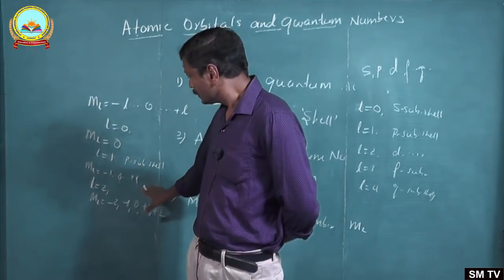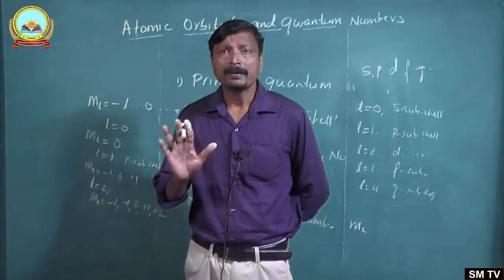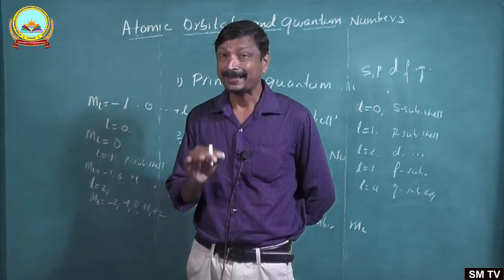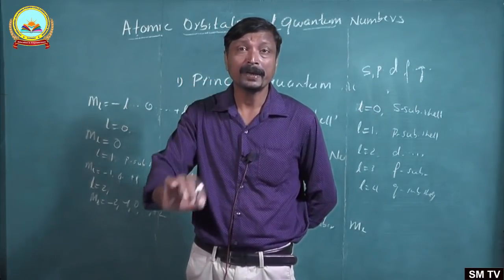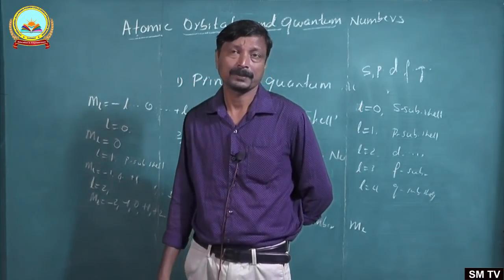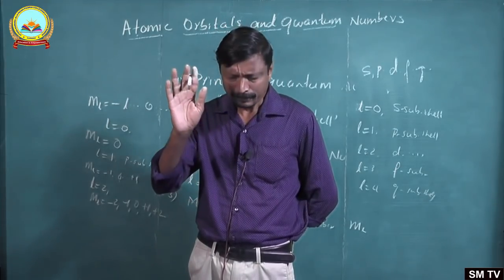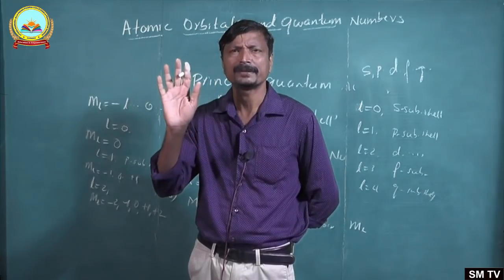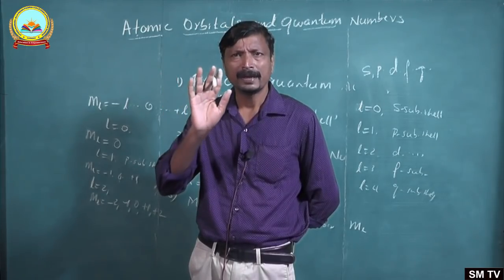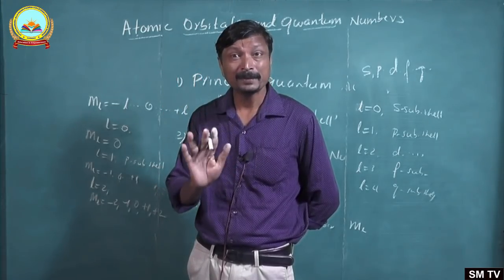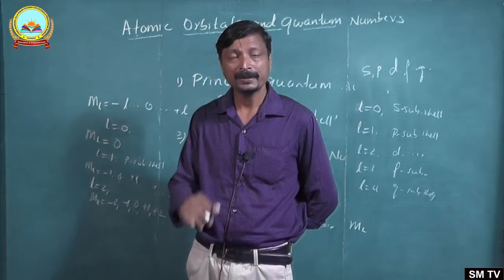So this is the magnetic quantum number. The magnetic quantum number explains the orientation of the atomic orbital. L is equal to 0 means S subshell, it has only one orientation. L is equal to 1 is a P subshell, it has 3 orientations.